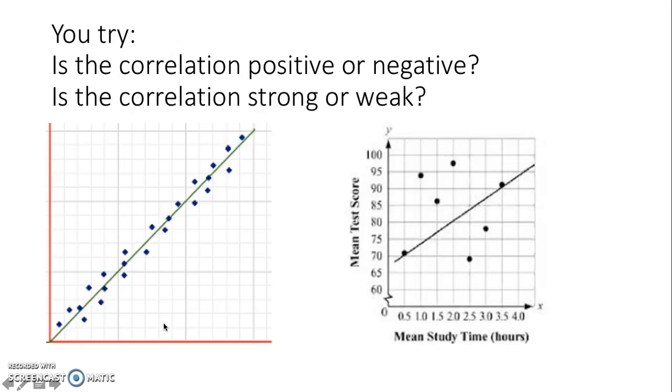Alright, so the U-try problem is pretty simple this time. We're going to ask ourselves for both of these graphs, the one on the left and the one on the right, is the correlation positive or negative, and is the correlation strong or weak? So please do not forget to write down any questions if you have any, and we will continue to work on this in class for the rest of the week.